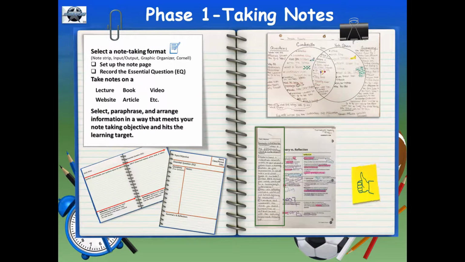Phase 1, taking notes. You have to select a note-taking format. It can be a note strip, input-output, graphic organizer, or Cornell note style. You got to set up the note page, record the essential question, which is the EQ, and you can take notes on a lecture, book, video, website, article, pretty much anything. Select, paraphrase, and arrange information in a way that meets your note-taking objective and hits the learning target.